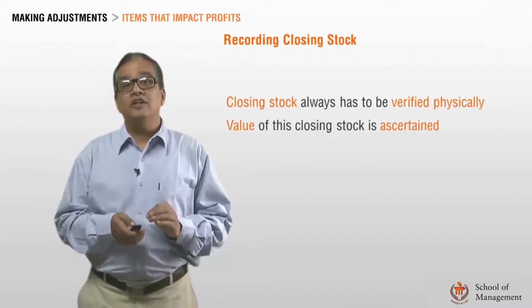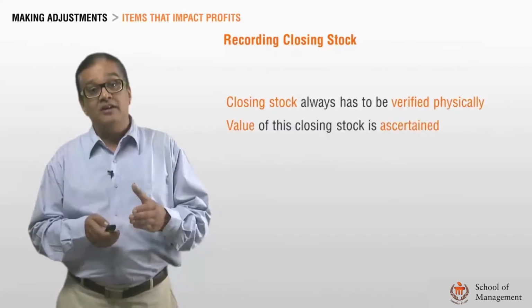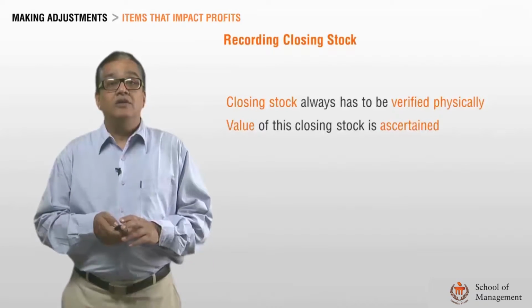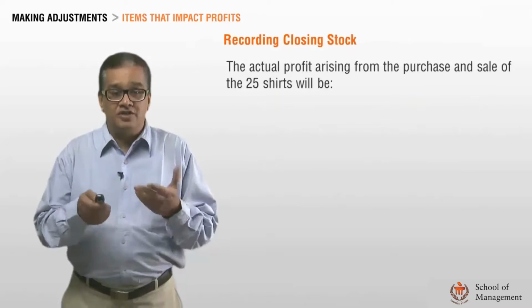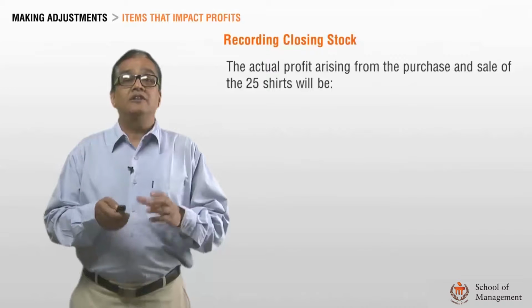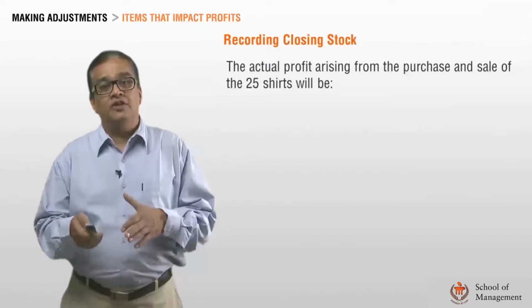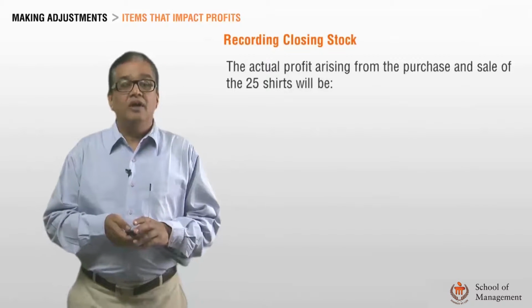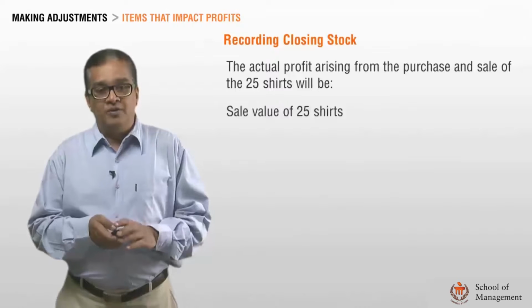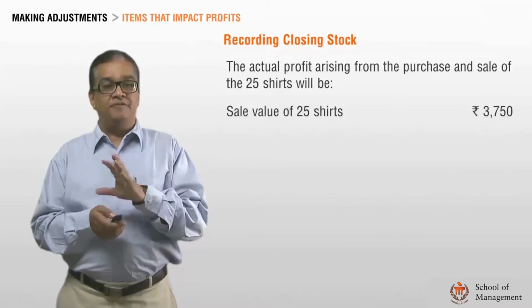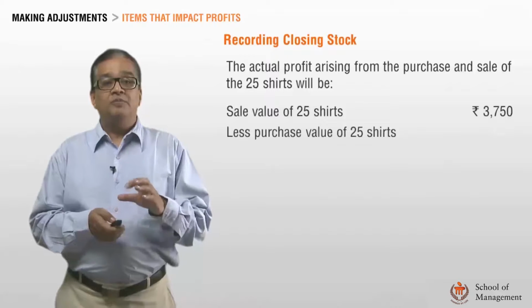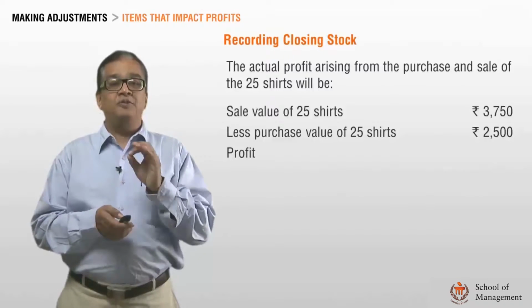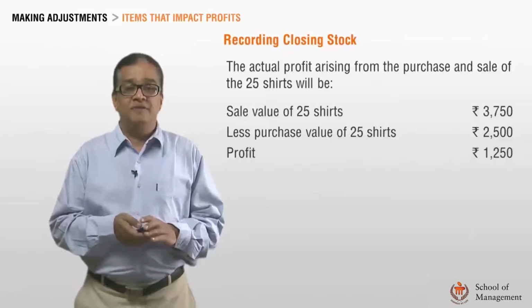Now, closing stock is not a transaction, unlike this transaction of purchases and sales. Therefore, how does this amount get impacted in the profit and loss account and the balance sheet? Let us see this. The sale value of 25 shirts is rupees 3,750. The purchase value is 2,500, and the profit on this purchase and sale is rupees 1,250.